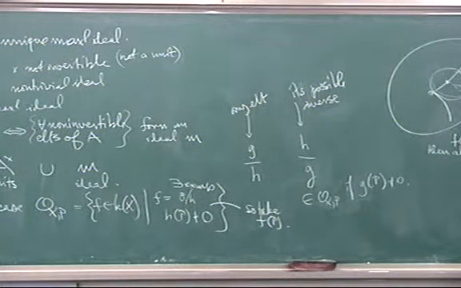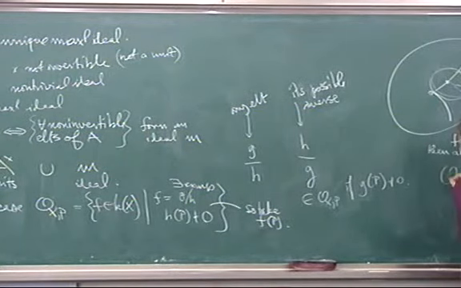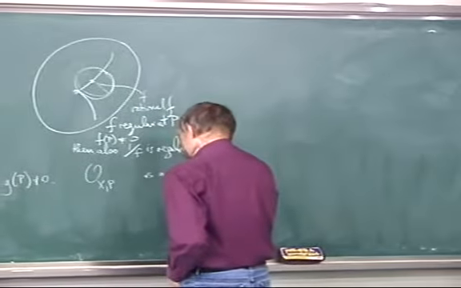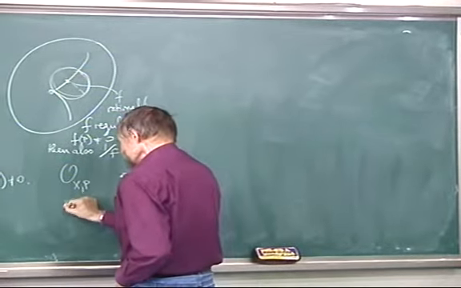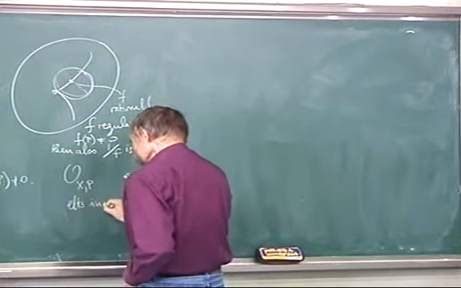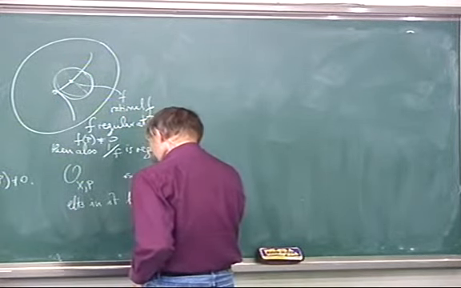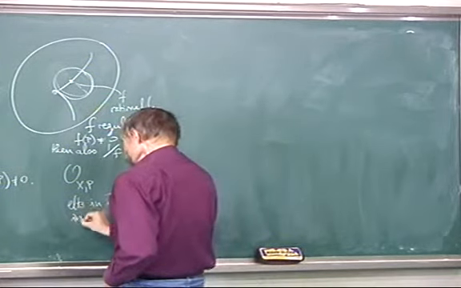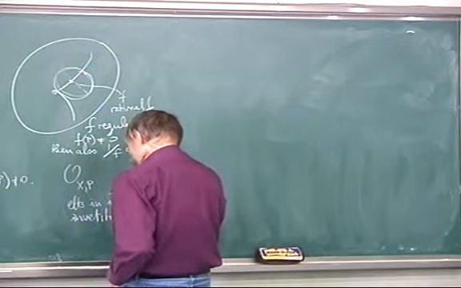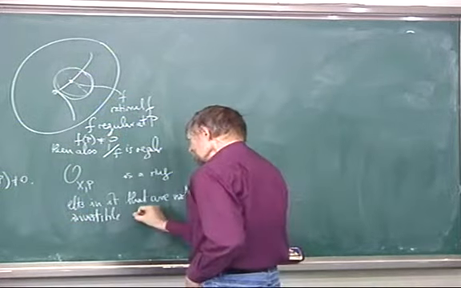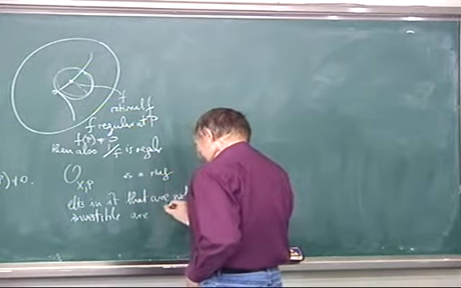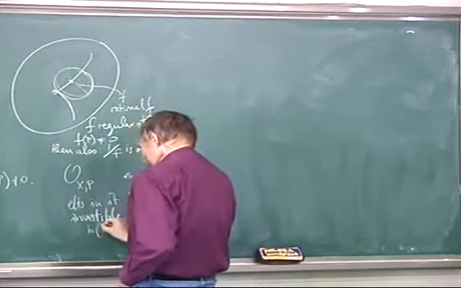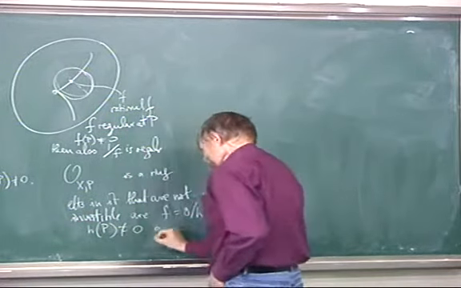Yes? So O_{X,p} is a ring, and the elements in it that are not invertible are the f is g over h, with h of p not 0 and g of p equals 0.